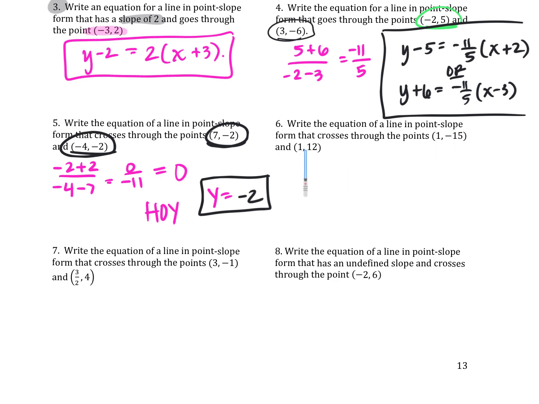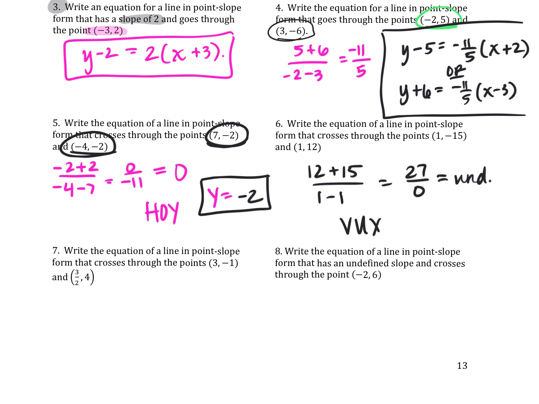If I gave you 2 points, we always go find the slope first, right? What minus what? I'm going to do 12 plus 15 just so I can always have positive, over 1 minus 1. You guys, can we divide by 0? No. So that is undefined. My slope is undefined. And as soon as I hear undefined, I think Hoy or Vux.